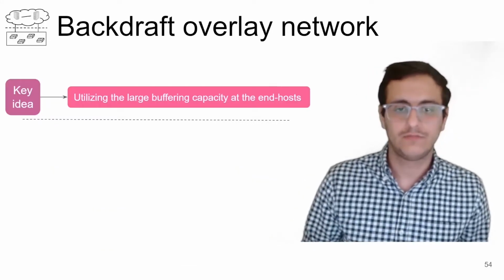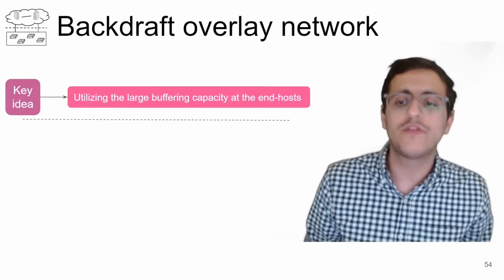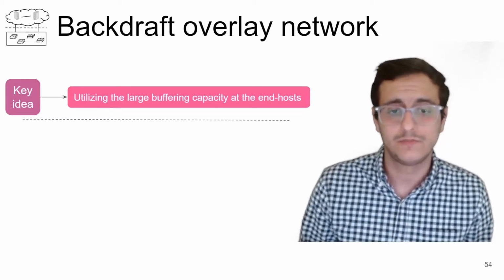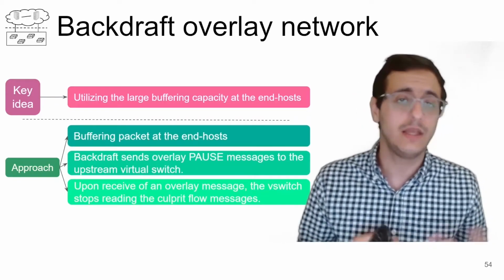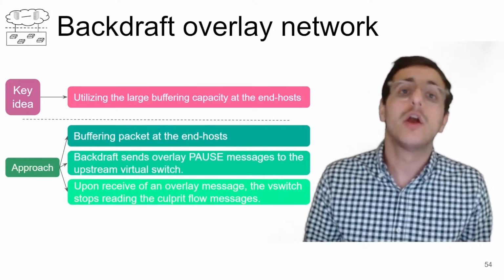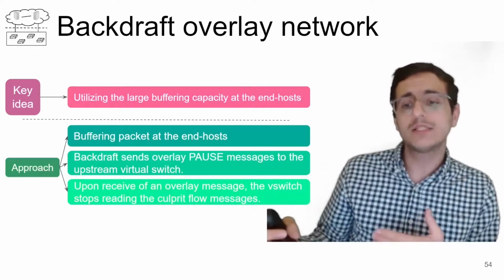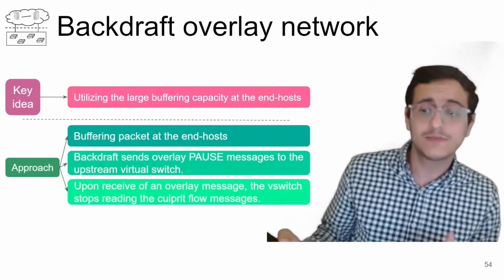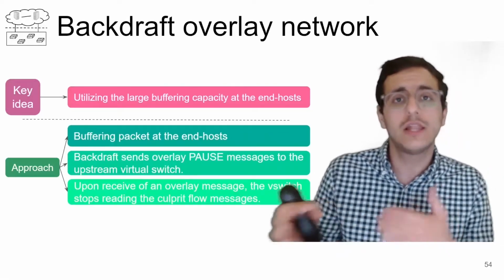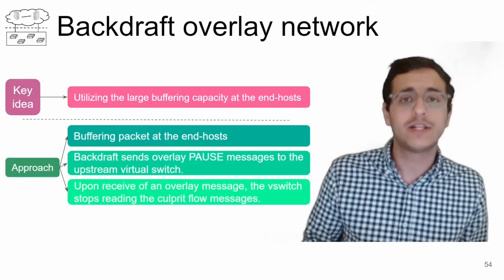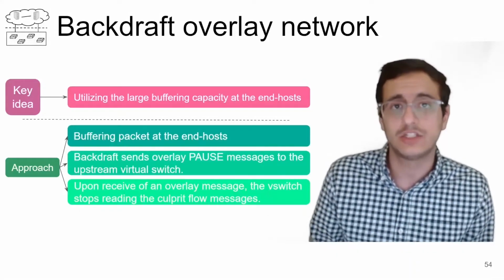Backdraft Overlay Network. The key idea behind this component is that we can utilize large buffering capacity at the end hosts. What do we do with this capacity? We can buffer more packets at the end host because we have more memory compared to what we got in the network. And then we can send pause frames or overlay pause messages to the upstream virtual switch. And the upstream virtual switch can later on decide what to do with this message. For example, it can stop reading from the application that is causing the congestion.